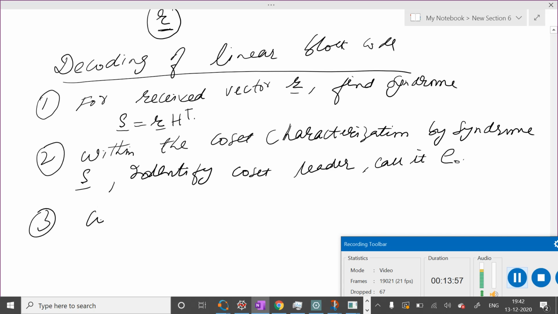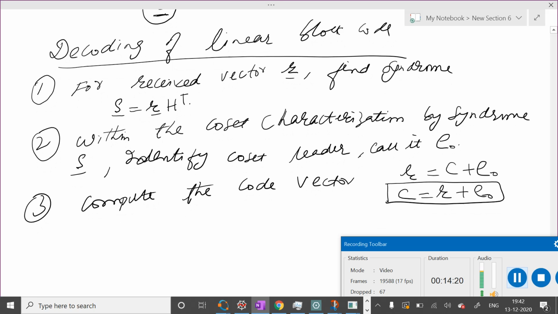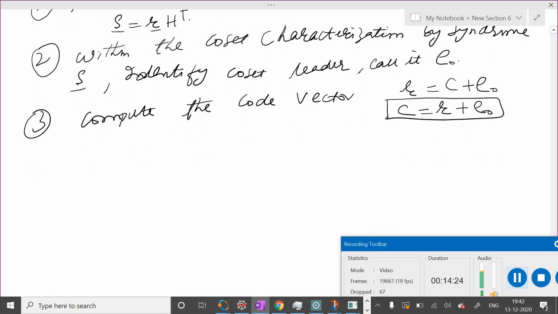Third is to compute the code vector. You know that R is C plus the error pattern, so C is R plus the error pattern. Simple. Just add the error pattern to R. This will be the decoded version of the received vector. So this is the decoding process. Now let's take an example.